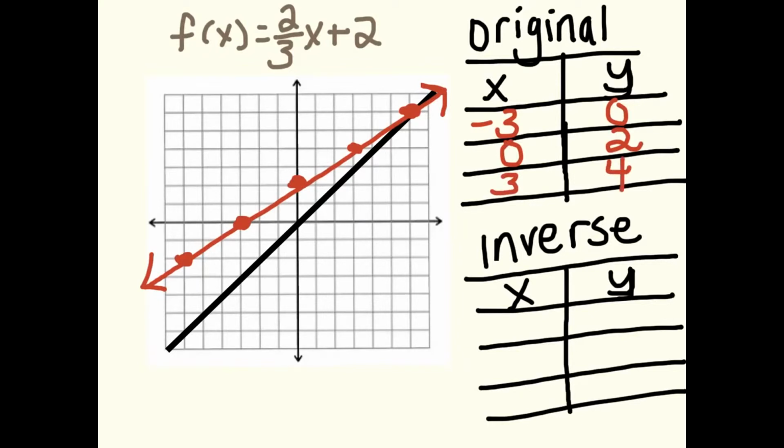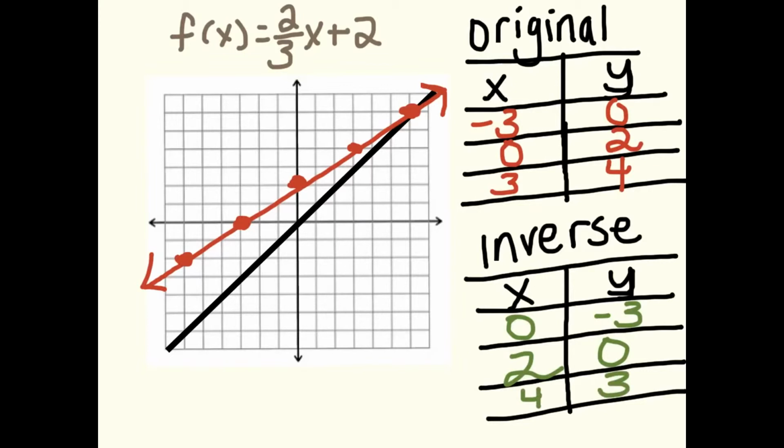Now here's where you're trying to find your inverse function. You take all these x's and they move over to the y column of the inverse function. And then the y's in the original become the x's of the inverse function. So instead of negative 3, 0, you now have 0, negative 3. So they just switched places. And instead of 0, 2, now you have 2, 0. And then again, instead of 3, 4, now you have 4, 3.